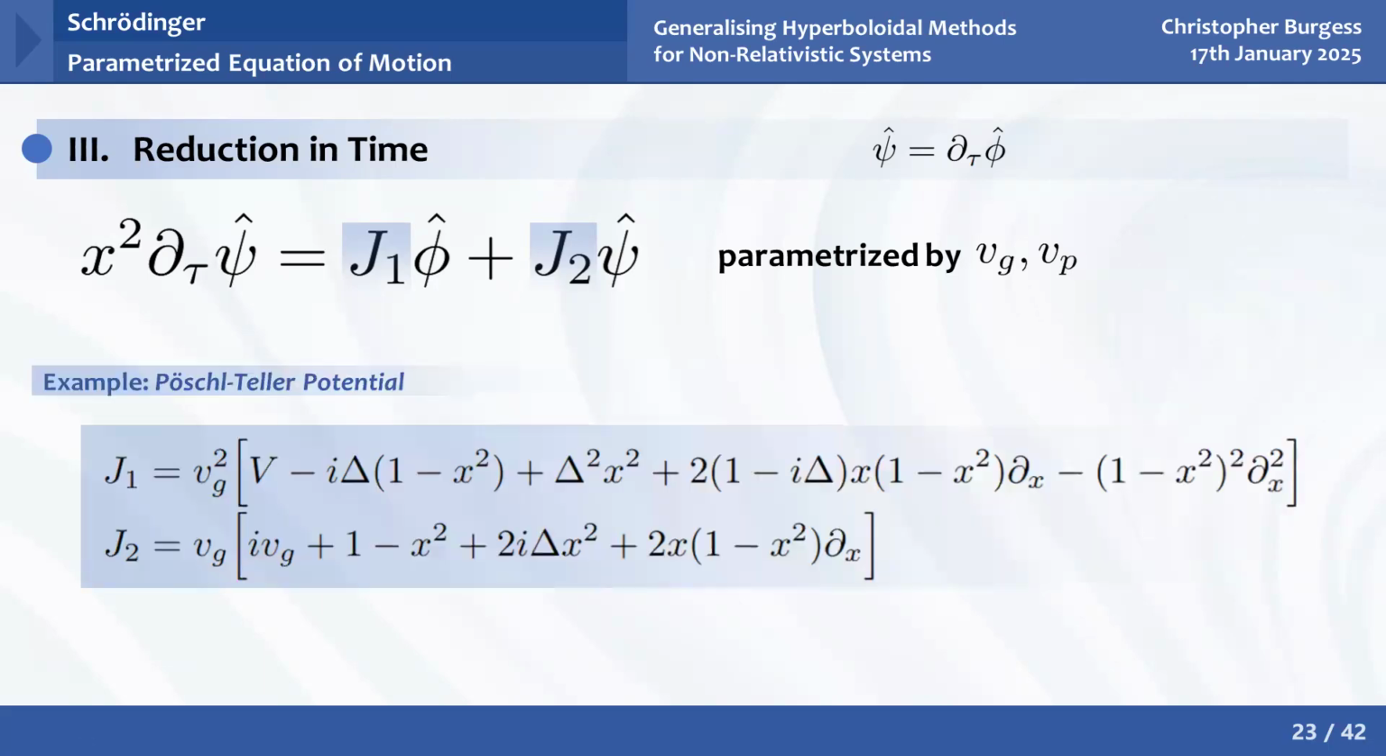If we look at a particular example, such as the Purcell-Teller potential, then we can get out expressions for these J1 and J2 operators. We see that they're purely spatial operators, and we see that they are in fact parameterized by the group velocity and the delta. And so that's come into the equation of motion through the phase rotation and through the parameterized coordinate transformation.